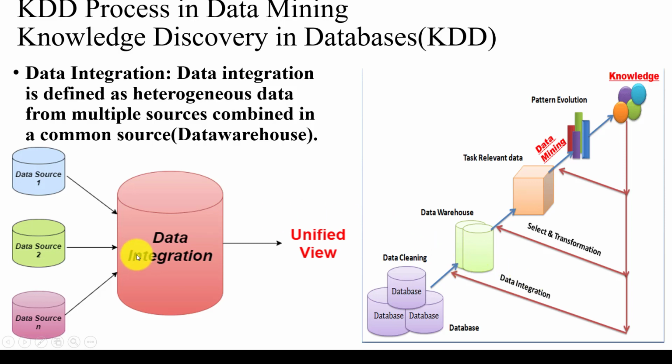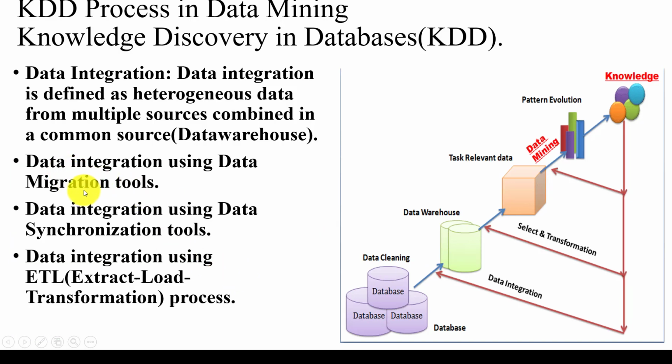After this data integration, the next step is selection and transformation. But data integration can be done using different tools, like migration tools, data integration using data synchronization, and data integration using ETL, that is the extract, transform, load process. So this is all about data cleaning and data integration. In the next video, we're going to discuss what is meant by data selection and data transformation. Thank you.